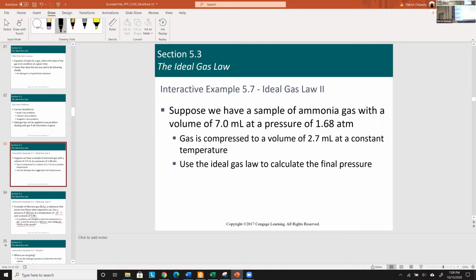Okay, so I'll show you what I mean. Suppose we have a sample of ammonia gas with a volume of 7 milliliters. So V1 equals 7.0 milliliters, and a pressure of 1.68 atm. Pressure 1 equals 1.68 atm. The gas is compressed to a volume of 2.7 milliliters. V2 equals 2.7 milliliters at a constant temperature. So you know that T1 equals T2. Use the ideal gas law to calculate the final pressure.